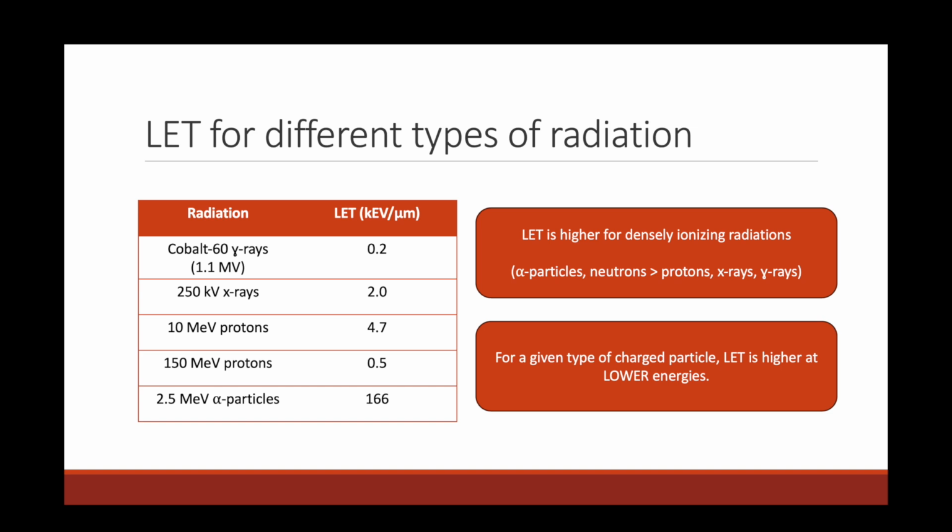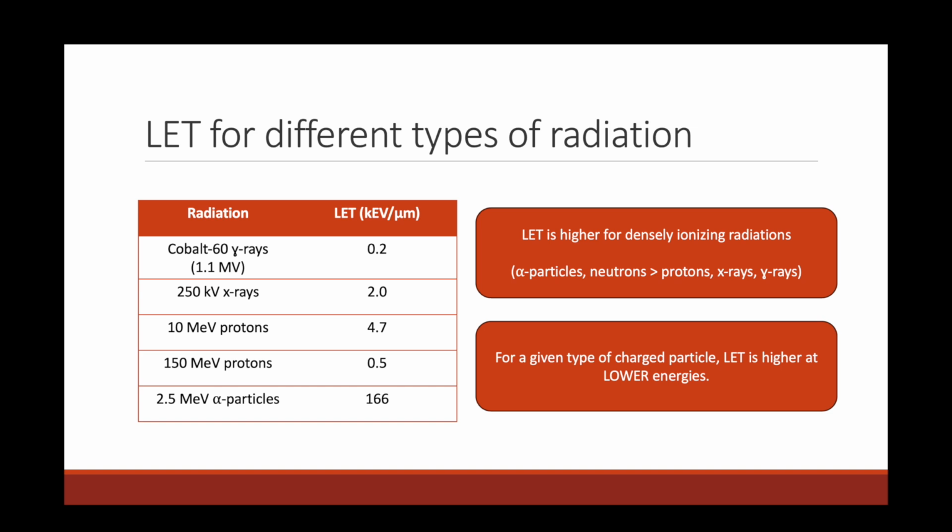Alpha particles, on the other hand, the LET is 166 keV per micrometer. So the LET for alpha particles is much higher than it is for protons, X-rays, and gamma rays. That is a huge takeaway. For densely ionizing radiation, the LET is higher.